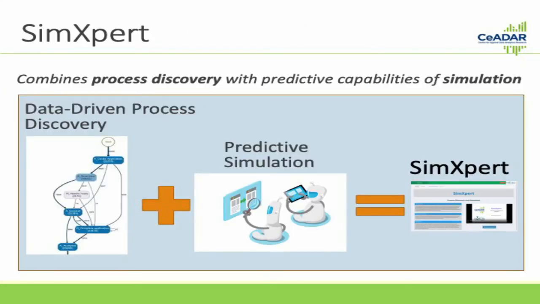SimXpert combines process discovery with the predictive capabilities of simulation. The tool works as follows. Looking at the left-hand side, our process discovery is using real data that underlies the process, what we call data-driven process discovery. Once we've established the process, we then use predictive simulation to allow the user to visualize what the effect of changes is on their real process. These are the main components of the SimXpert tool.